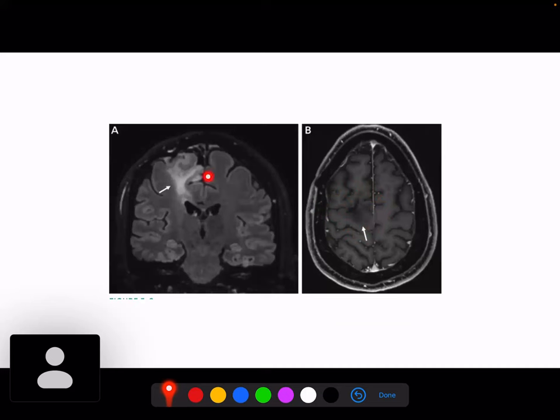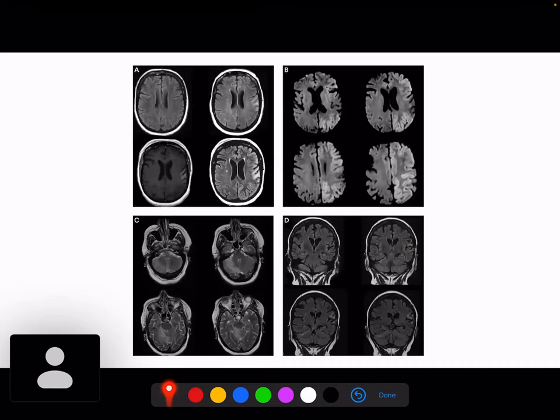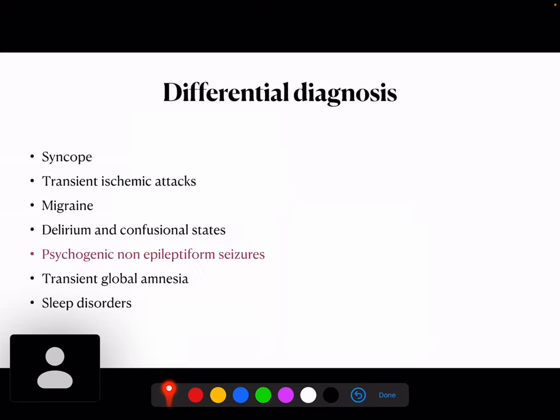Here it is, and here it is. This one side of the brain is degenerated, and the patient had right-sided seizures. So it was Rasmussen's encephalitis that was diagnosed.